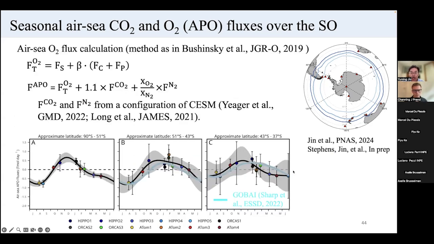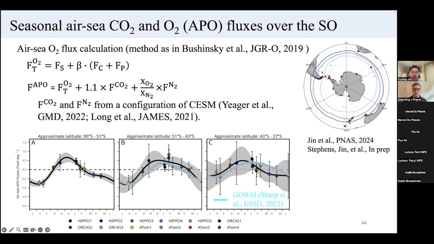For the APO flux, I also compared with one ocean observation product, GOBAI-O2. GOBAI-O2 is a machine learning interpolation of the ocean dissolved oxygen measurements. I calculated the air-sea oxygen flux from the dissolved oxygen in GOBAI using the Bushinsky method, which includes both the diffusive flux and the bubble flux. And I used the high resolution wind from CCMP. The net APO flux also requires a small correction from the air-sea carbon flux and air-sea nitrogen flux, for which I used one configuration of CESM. But these two corrections are very small.